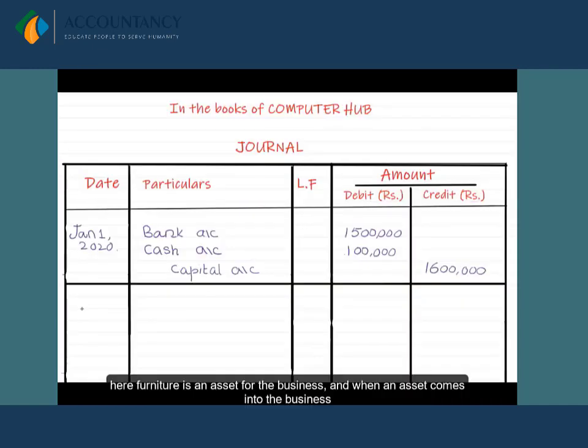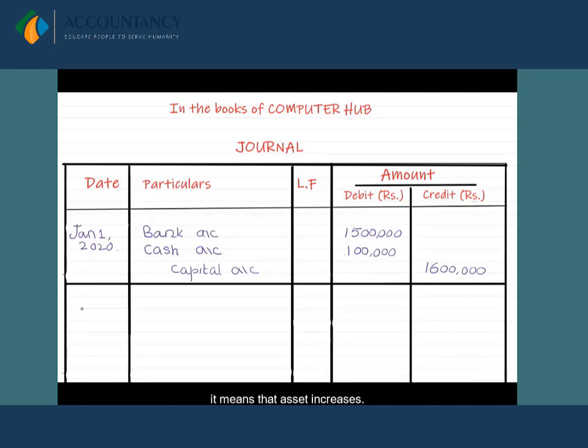On January 2, he bought furniture for rupees 300,000 in cash from Modern Furniture House. Here furniture is an asset for the business, and when an asset comes into the business, it means that asset increases. So we debit furniture account. At the same time, cash goes out of the business or cash decreases. So we make a credit entry for cash. So the journal entry would be January 2, furniture account is debited by 300,000 and cash account is credited by 300,000.